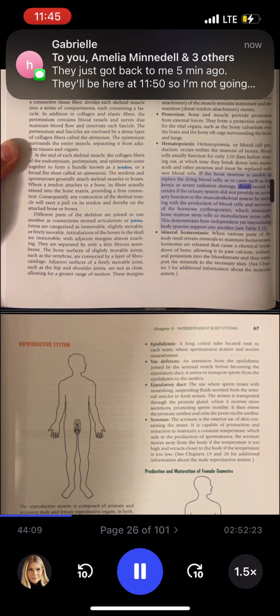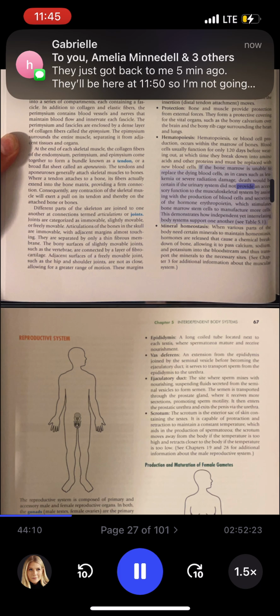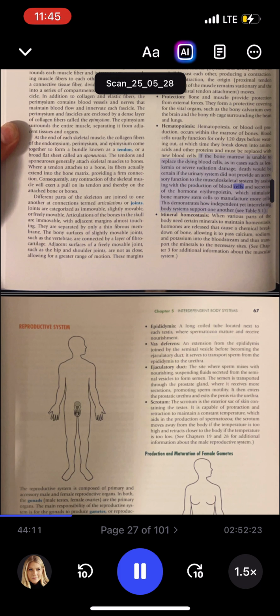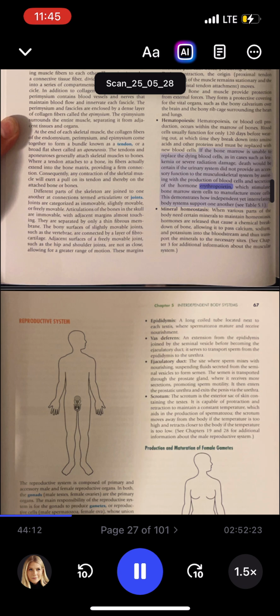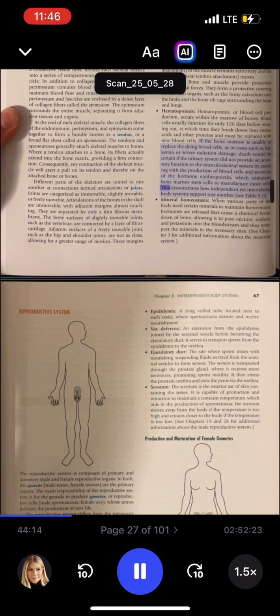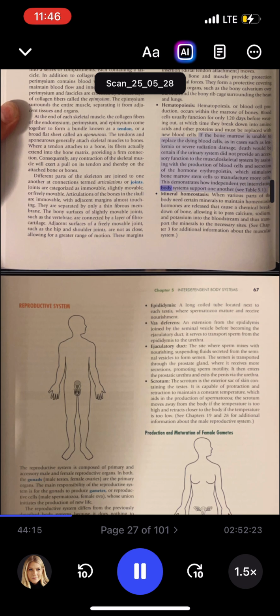death would be certain if the urinary system did not provide an assisting function to the musculoskeletal system by assisting with the production of blood cells and secretion of the hormone erythropoietin, which stimulates bone marrow stem cells to manufacture more cells. This demonstrates how independent yet interrelating body systems support one another.